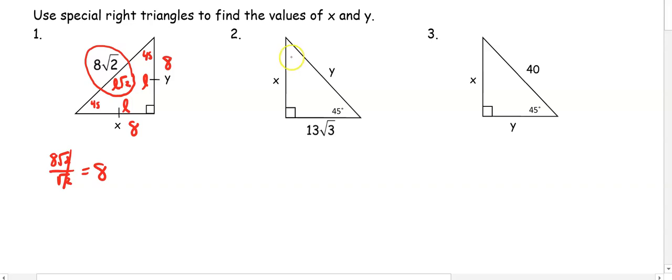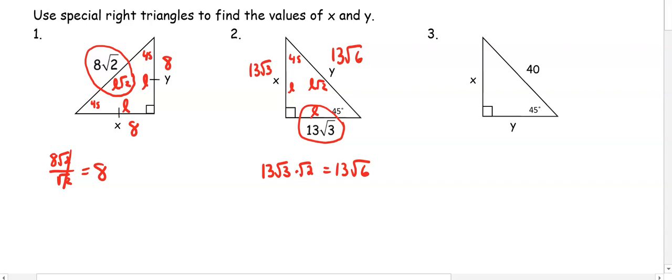In number 2, again, we have a 45, 45, 90 triangle. So we have L, L, L root 2. So this time we know the value on the L side, which means our other leg is going to be that same value of 13 root 3. So in order to get the hypotenuse, this time we are multiplying. So we have 13 root 3 times root 2. The numbers under the root together will multiply together, so we get 13 root 6.